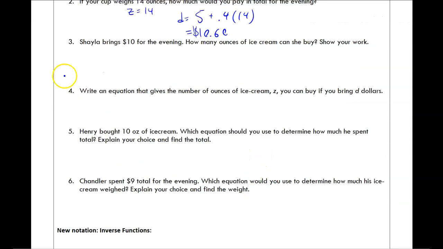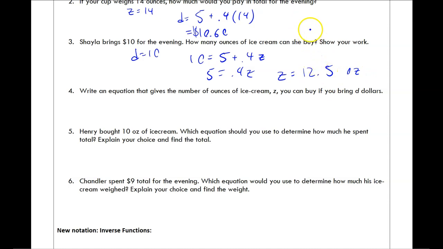Okay, now we're given the opposite, and here's where we start to build towards the idea that we want to study here. So we're bringing $10, so we have D equals 10 now. And notice that we're now solving for Z, so we have an equation to solve instead of just plugging something in to evaluate. So there's my equation, and again, I'm just evaluating this last step in my calculator. And I get 12.5 ounces. So notice these are kind of the opposite problem, and that's really the idea we're building towards.